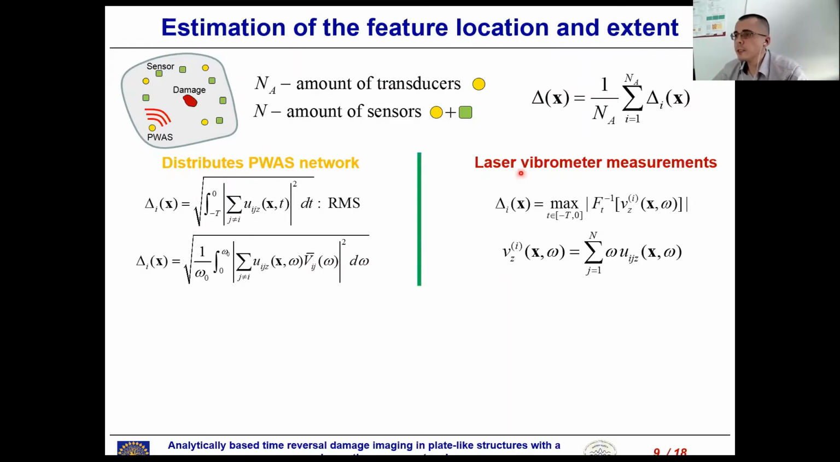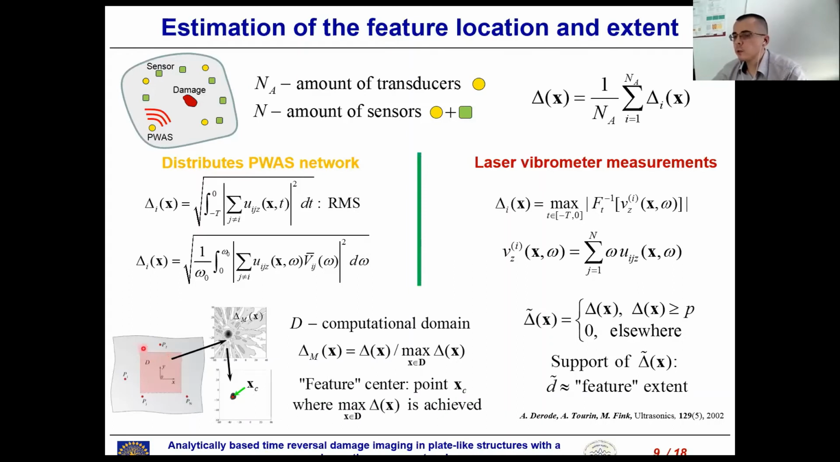If we have laser vibrometer measurements, another approach is implemented. It provides better results. In this case, we obtain the maximum value from all the remission points over all the times. And in this case, we also have a sum of signals emitted from sensor points. Again, I should emphasize that in this case, N_A and N could be either equal or not, with respect to the technique employed.